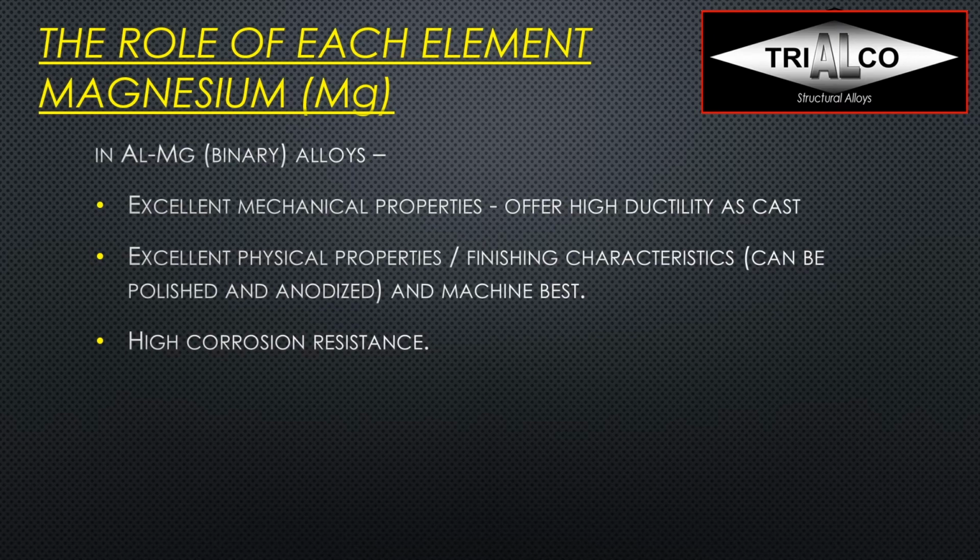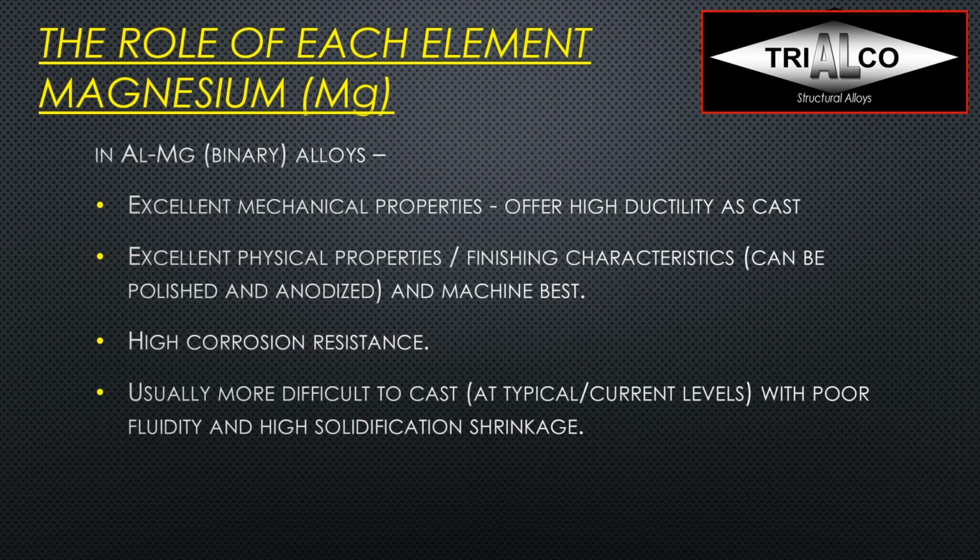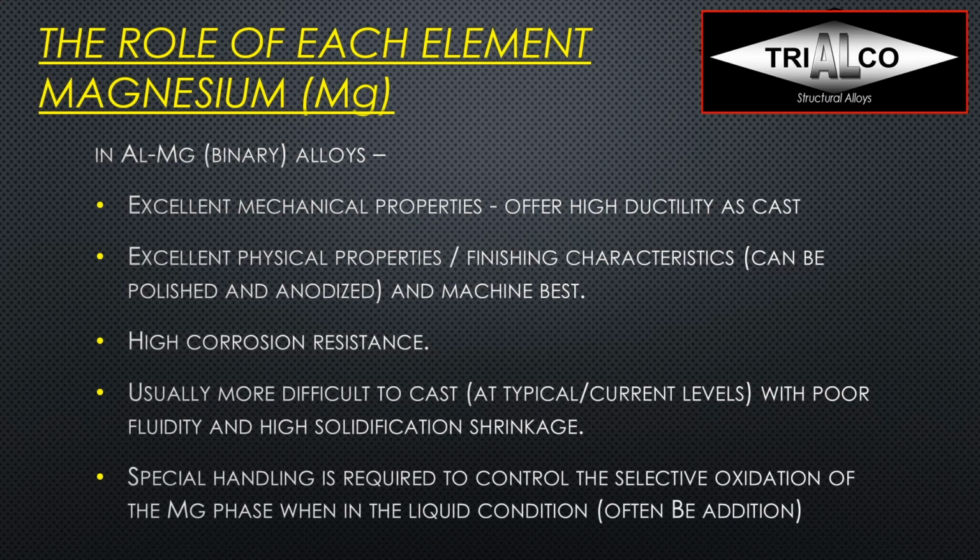They show excellent corrosion resistance, and usually it's more difficult to cast than any 300 or even the 400 series alloys, at least at the typical current levels. Relatively poor fluidity and high solidification shrinkage. We also need to make sure we have special handling and control the selective oxidation of the magnesium phase when in the liquid condition. So therefore, very often beryllium is added into these alloys.